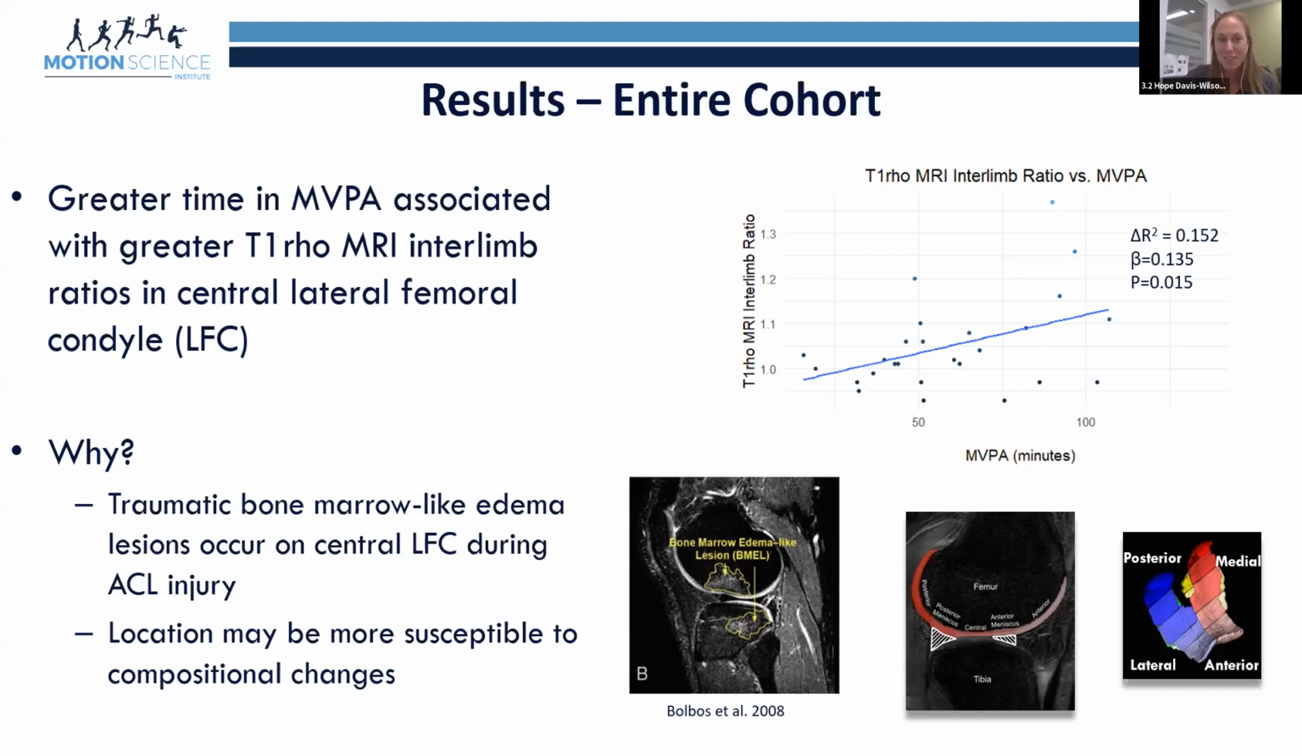We think that this negative association may have occurred specifically in the lateral femoral condyle because that is where you're most likely to experience a traumatic bone marrow-like edema lesion during your ACL injury. So we think that perhaps if you have that bone bruise at the time of the ACL injury, or potentially a worse ACL injury, that location in particular may be susceptible to a negative compositional change.